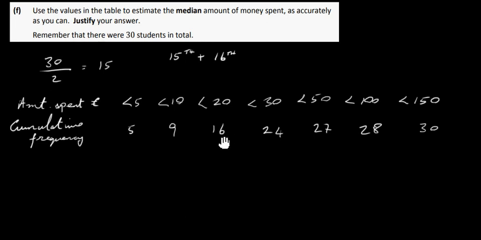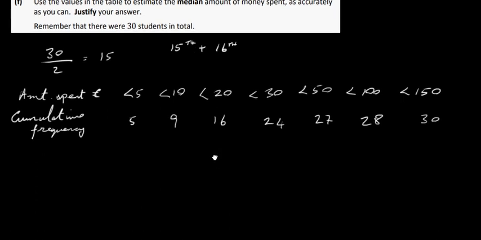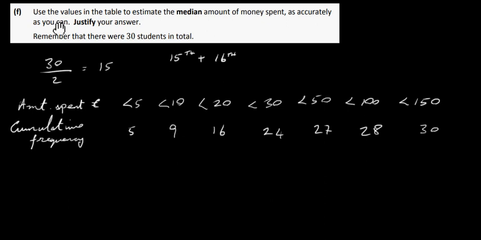So we know that the 15th and 16th student spent less than 20 euros, and probably the 16th number is going to be close to 20 euros. I don't know exactly what it is, but it's probably going to be somewhere close to 20 euros. So in this case it says use the values in the table to estimate the median. So we're only estimating, we're guessing reasonably what the median would be, as accurately as you can. Justify your answer. I'm going to say it's just less than 20. Let's say it's going to be 19 euros. I'm going to say the 16th number is probably going to be 19 euros. So I'm going to say my median is equal to 19 euros.